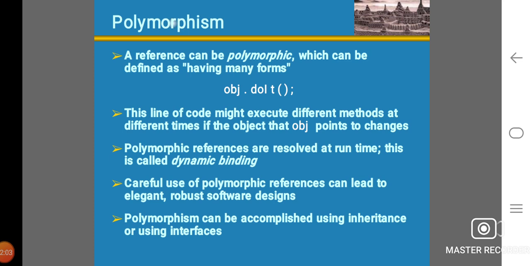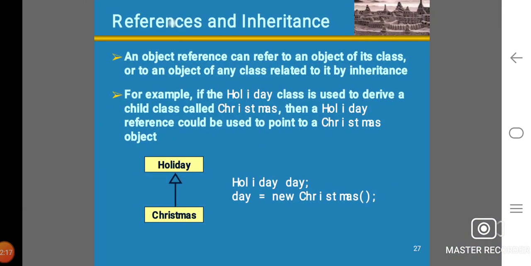Careful use of polymorphic references can lead to elegant, robust software designs. Polymorphism can be accomplished using inheritance or using interfaces.